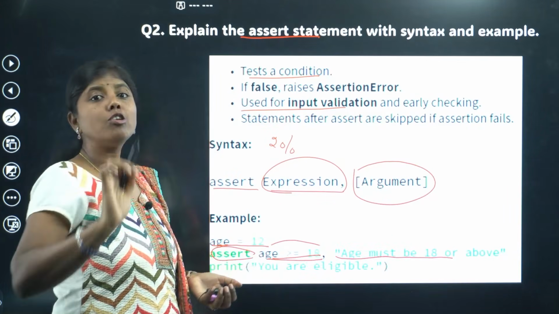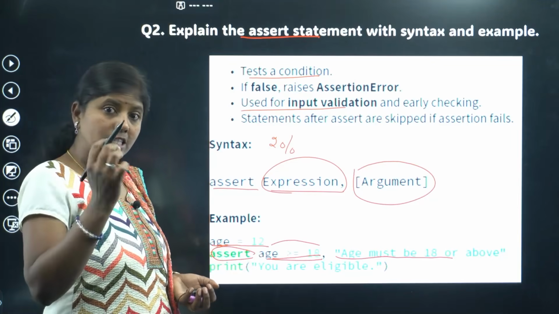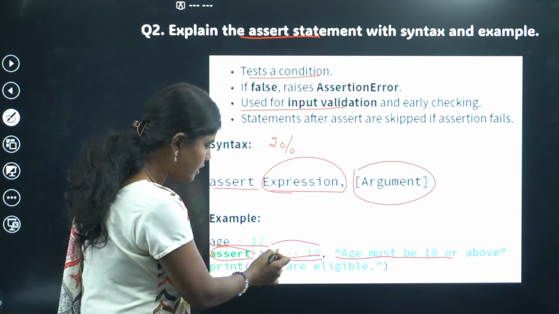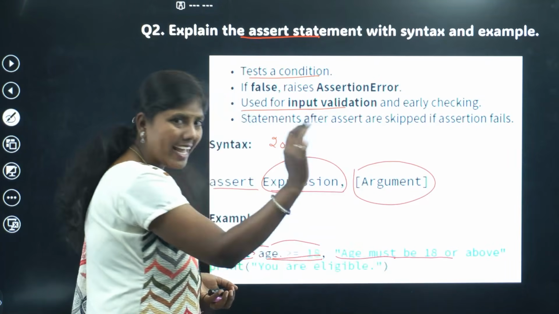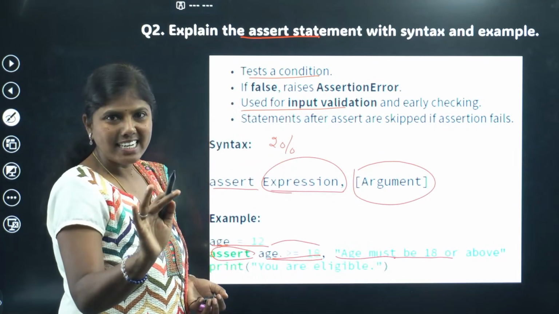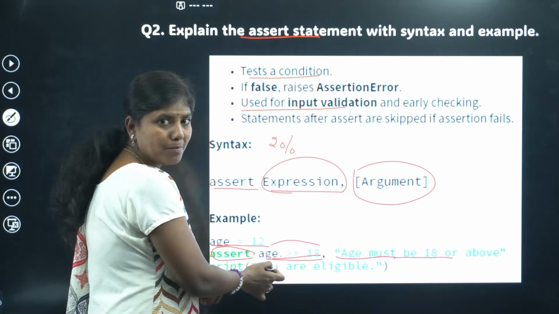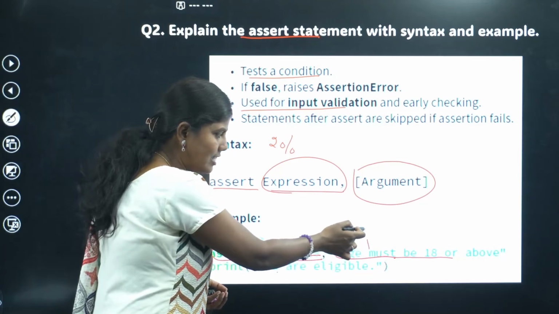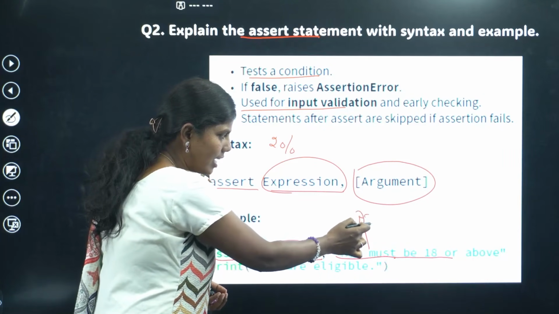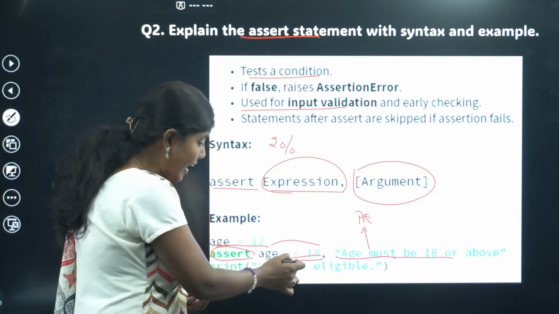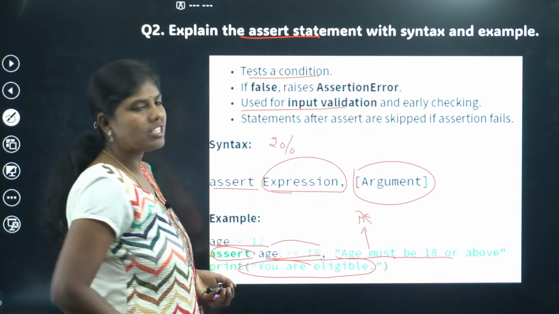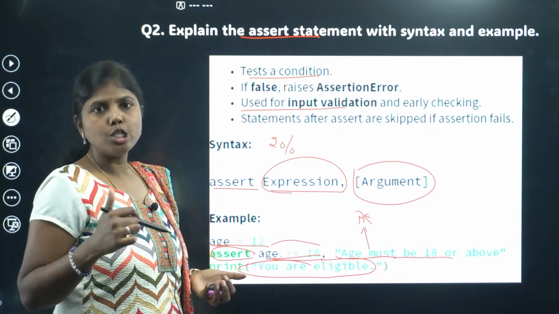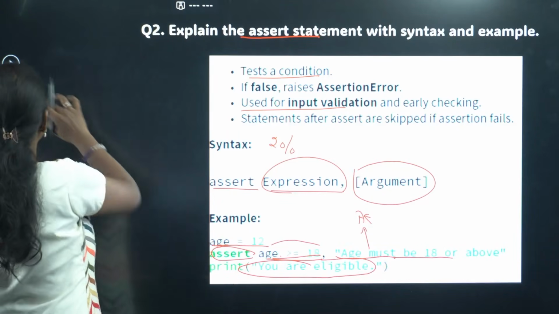What if it is going to be true? Age is, for example, instead of 12, I've given 21. Then the error will not be raised at that time, and the message will not be executed. If it fails, it raises the assertion error and skips the rest. That is what they've given: statements after asserts are skipped. Is the point clear? So we'll just go to the next slide.